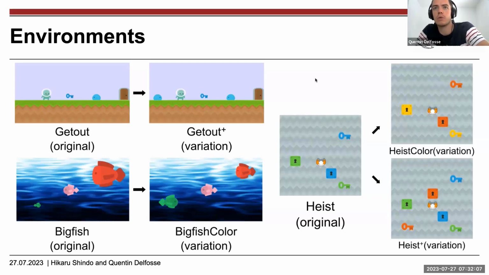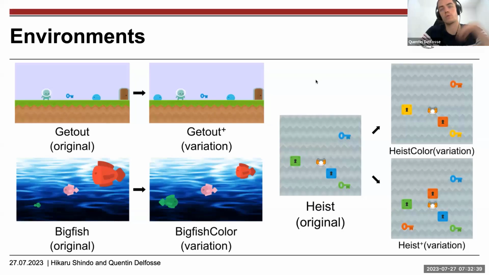And the last environment that we have is this Heist environment where you're trying to get the key and then go to the lock. It's a bit like a taxi environment where you're trying to collect a passenger and then deliver them, the same idea. So what you have to do here is to go collect the key and then open the chests. And we have two variations. We have one where you have more chests, because in the original environment you have 1 to 2 chests, and we also have a color variation.